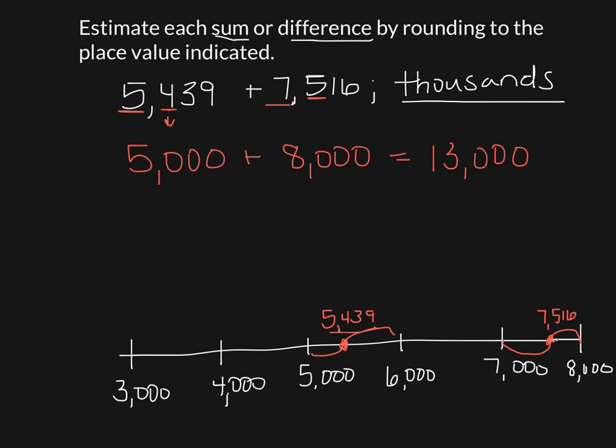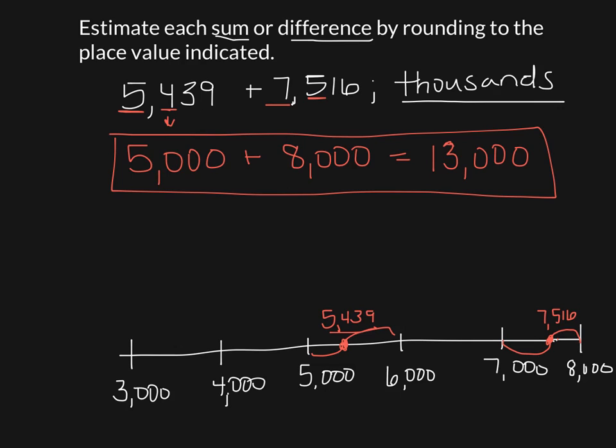Okay, estimate each sum or difference by rounding to the nearest place value indicated. We did that. So this is just what your work is going to look like for this. Yes, I do want you to write down what number you rounded to. So I need you to write down the 5,000, the 8,000, and the 13,000 because I need to see what processes you made. Especially when I'm trying to find errors, it's very hard when you just have an answer down. So please make sure that you do write down what you're rounding the numbers to.